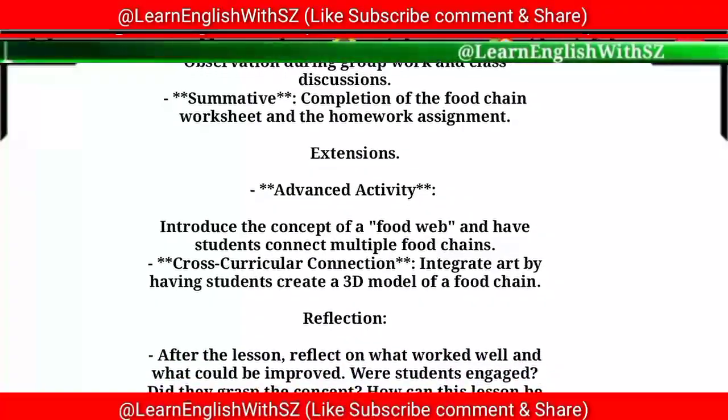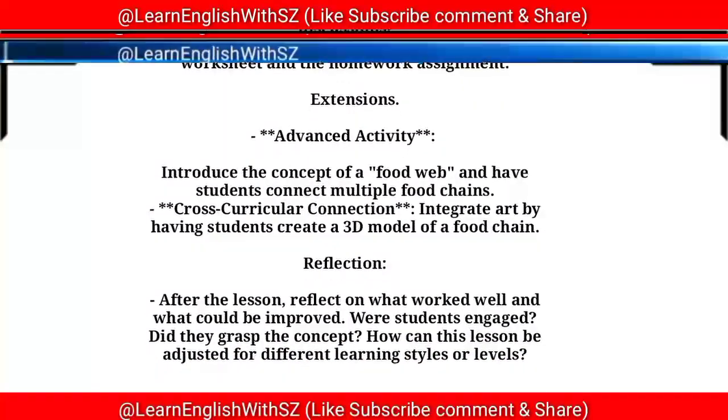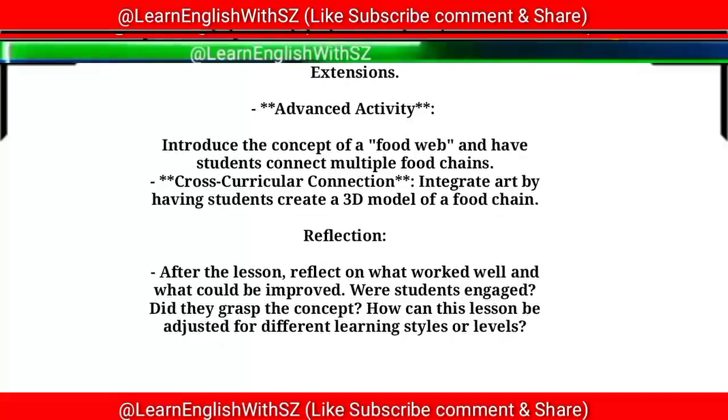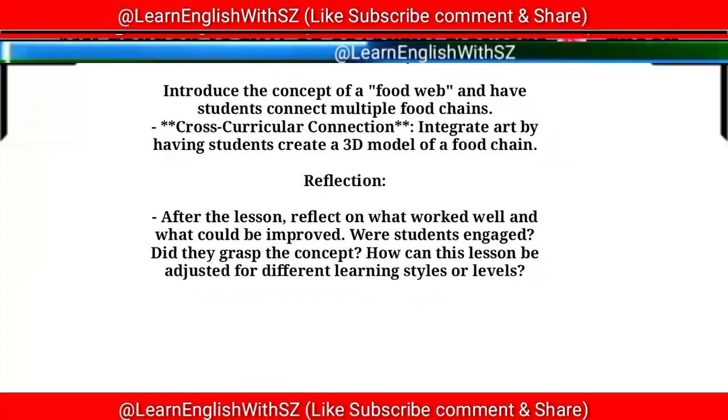Reflection. After the lesson, reflect on what worked well and what could be improved. Were students engaged? Did they grasp the concept? How can this lesson be adjusted for different learning styles or levels?